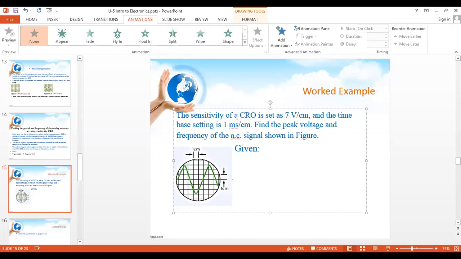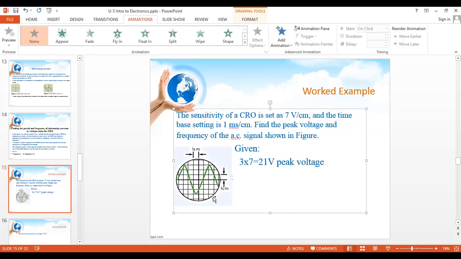To find the peak voltage, we are going to count from the origin, this is the origin line, to the top of the wave. How many squares do we have here? 1, 2, and 3. Since we have 3 squares, we are going to say 3 times, and our voltage is set to 7 volts per centimeter. So we are going to multiply by 7, and we are going to get 21 volts peak voltage.